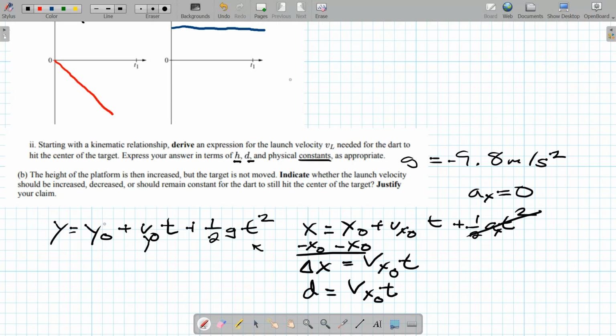And then over here, if I subtract y naught from both sides, I get delta y is equal to, now the initial y velocity is 0, right? V y 0 is equal to 0. So that cancels, and I'm left with, because g is negative, negative 1/2 g times t squared. And you could say plus because we're going to put that negative sign in the g. Okay, so you don't want a minus.